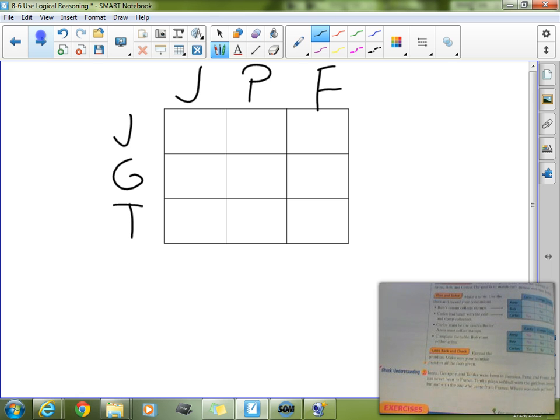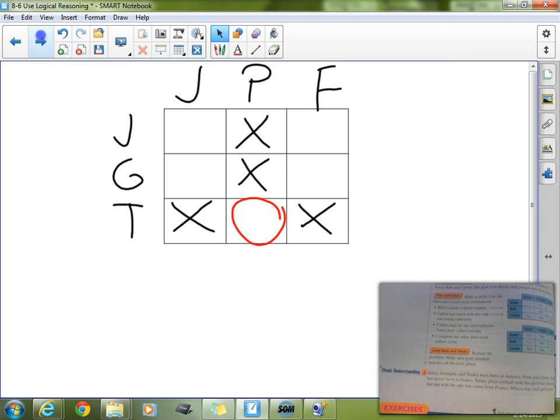Now let's see. Tanika plays softball with the girl from Jamaica. Okay, so Tanika is not from Jamaica, because she plays softball with a girl from Jamaica, but not the one who came from France. Okay, so she's also not from France. Well, that leaves Peru. Now, if we know Tanika's from Peru, that means Georgine can't be from Peru, and Jana can't be from Peru. So we have those X'd out as well.